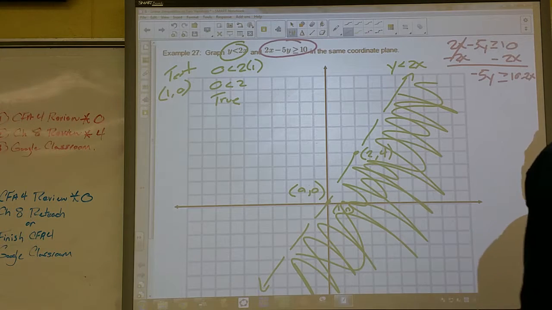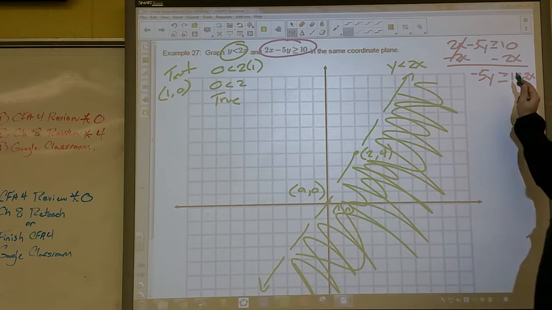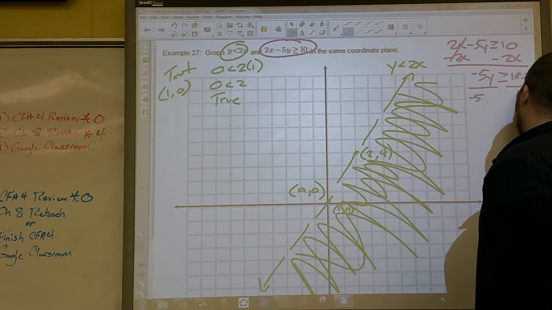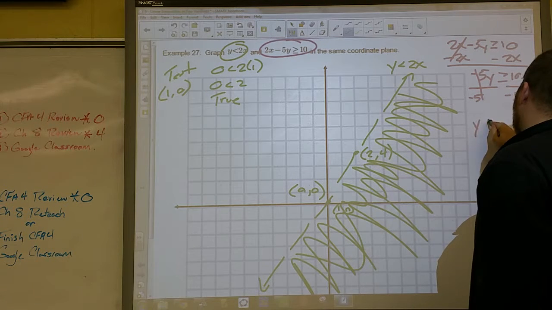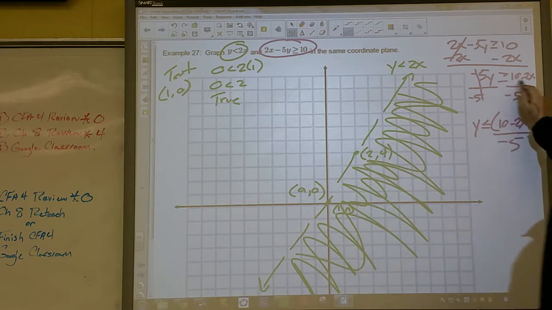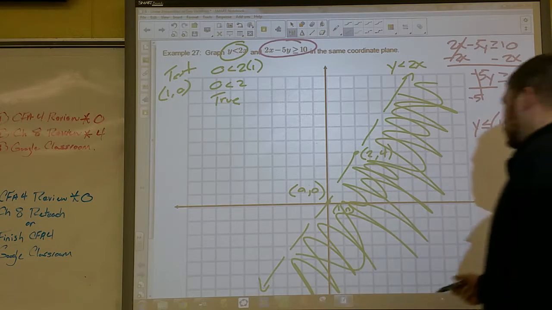Now I have to divide by a negative. When we're talking about inequalities, and this is a rule you should remember, if you multiply or divide both sides of the inequality by a negative number, you have to flip the inequality. I'm dividing both sides of the inequality by negative 5, so I have to flip my symbol. So y is now less than or equal to 10 minus 2x over negative 5. There's more than one thing in my fraction, so I have to put in parentheses. Now I'm ready to graph.